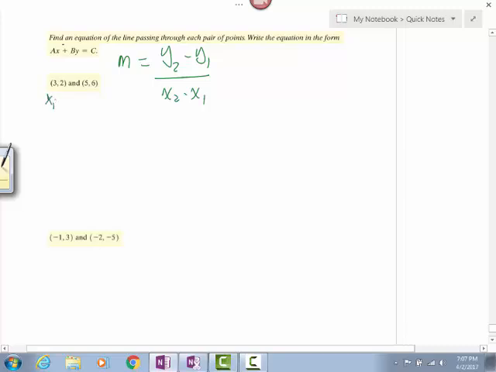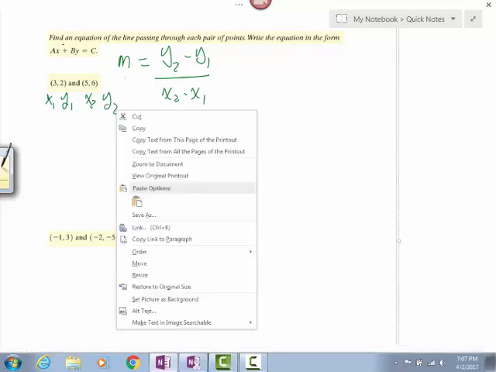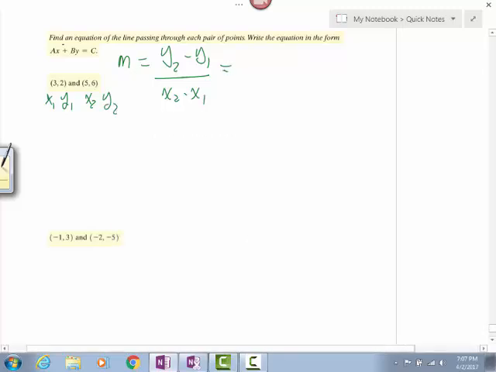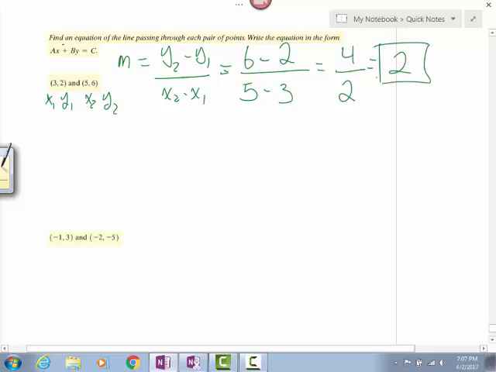So if you recall, I'm going to think of that one as my x1 and y1. That's my x2 and y2. So my y2 number is 6, minus my y1 number is 2, over my x2 number is 5, minus my x1 number is 3. So 6 minus 2 is 4, 5 minus 3 is 2, 4 divided by 2 is just 2. Okay, so now we have a value for m.